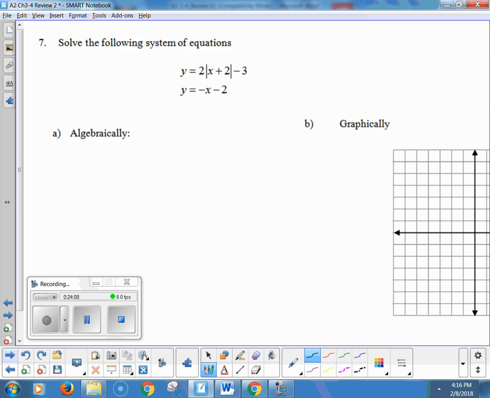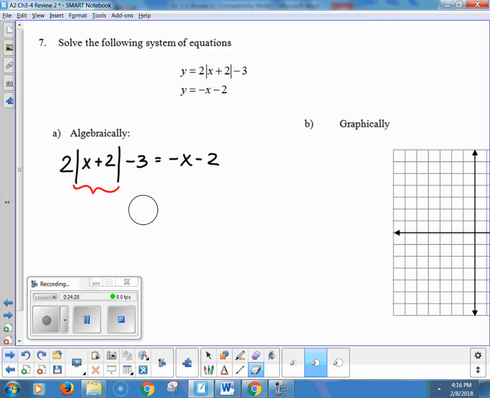Okay. Well, we could go ahead and set things equal. And it's not going to be pretty, but we'll survive it. Equals negative x minus 2. I think what we should try to do always in solving absolute value problems is isolate the absolute values. So get everything else on the other side, no matter what it costs us.